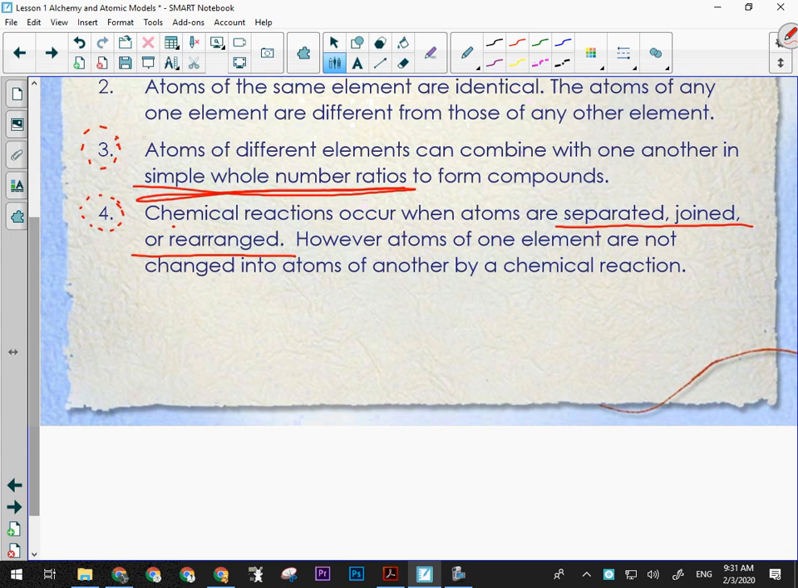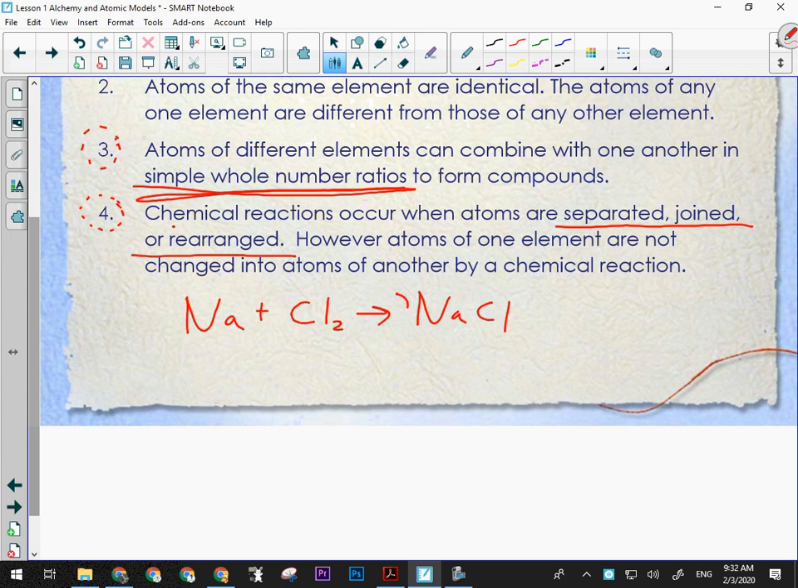So in a chemical reaction, I have the same elements on both sides of the reaction. If I start with sodium and chlorine, I'm going to have sodium and chlorine on the other side. They might join, they might separate, they might rearrange, but I can only have sodium and chlorine. I'm not going to magically produce titanium from them. What I wrote down for you before was an example of a reaction where atoms join. Sodium and chlorine combine to form sodium chloride.